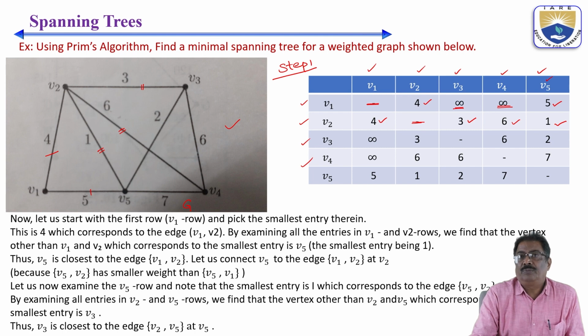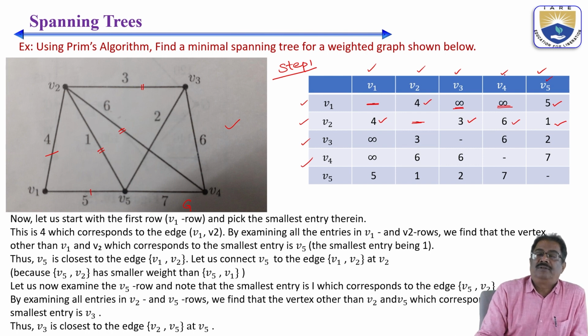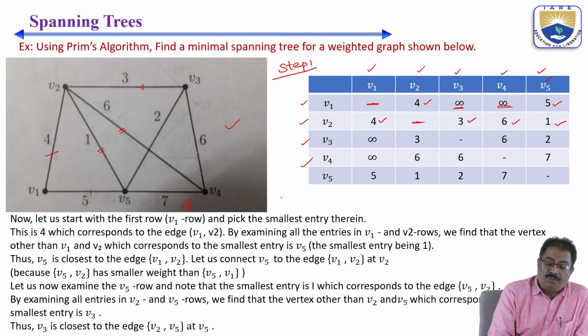So like this, we can form it: wherever there is an edge, we put the corresponding weight to the corresponding vertex. Whenever there is no edge, we put infinity. Like that, we can construct an n by n table, where n is the number of vertices the graph has. And now we go for the second step.